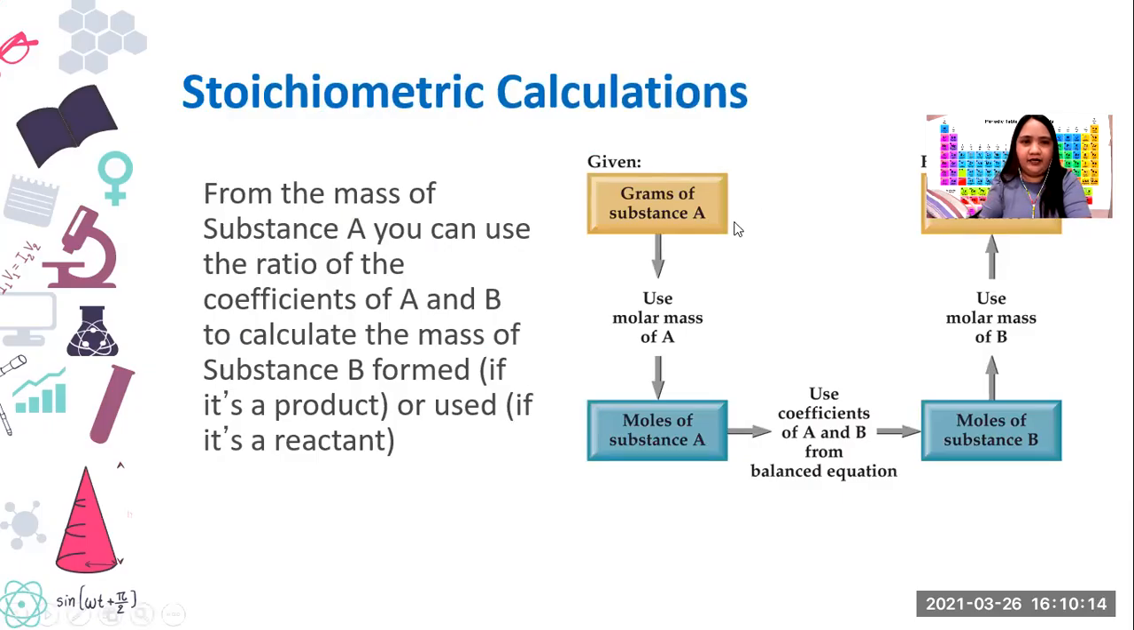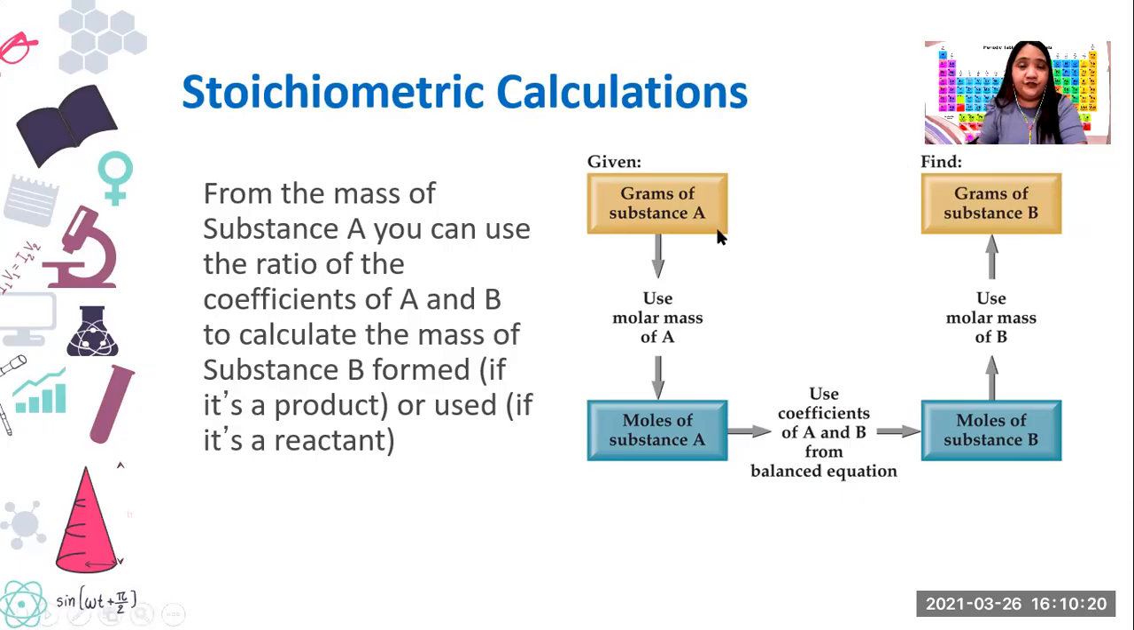So how do you do that? In this block diagram is what you can do. So for example, given grams of substance A, we can use the molar mass of A to get moles of substance A, and then get the coefficients from the balanced equation. You get the moles of substance B, use molar mass, and finally, you get the grams of substance B.